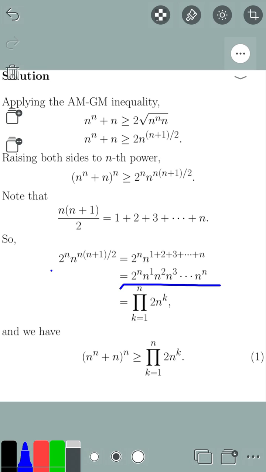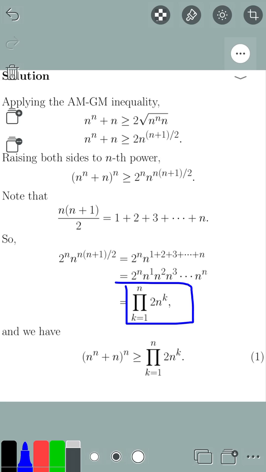So this thing right here is equal to 2 to the nth power times n to the first power times n to the second power times n to the third power all the way up to n to the nth power. And this can be expressed as a product. This is equal to the product from k equals 1 to n of 2 times n to the kth power. You can see that we have n to the first times n to the second times n to the third all the way up to n to the nth. So that's why we have n to the k from k equals 1 to n.